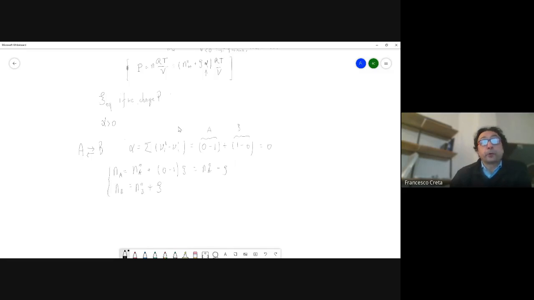Now, for simplicity, let's consider the initial number of moles of A equal to the stoichiometric coefficients. So let's take A as a reactant. So N0A will be equal to 1. And N0B, we take it equal to 0. So we only have A at first. So we know that psi will shift between 0 and 1.